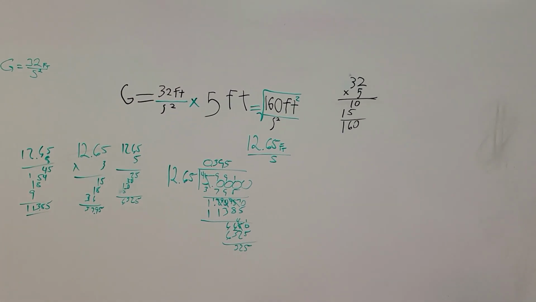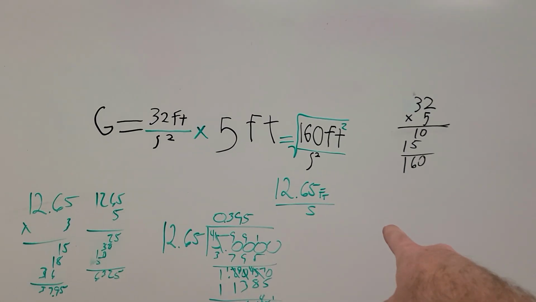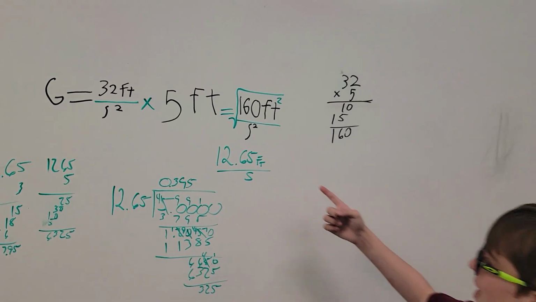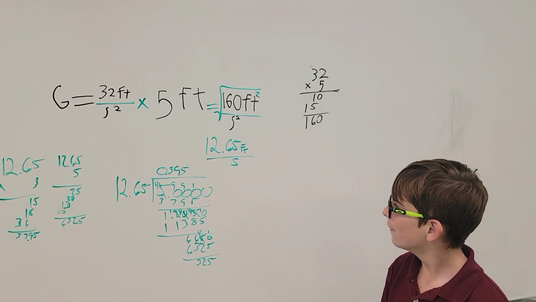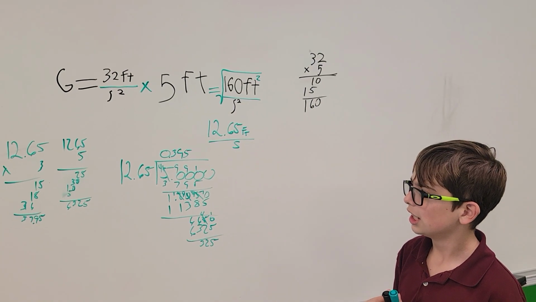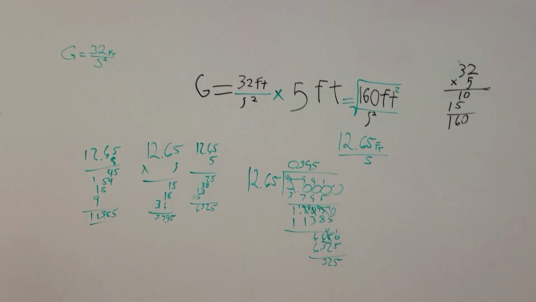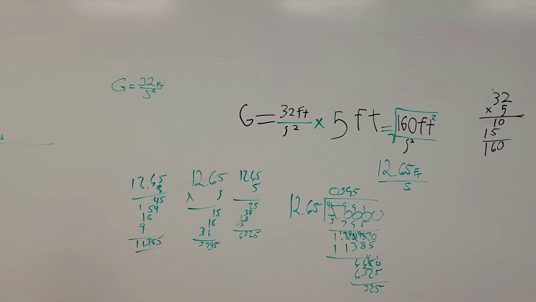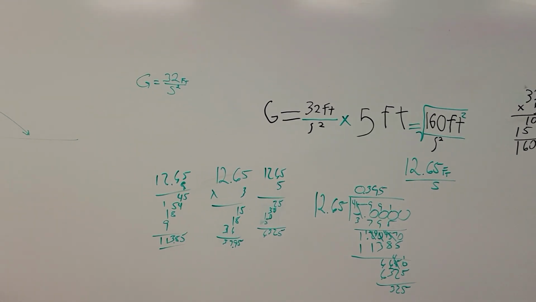And we did a square root on that, and what did we get after that? What was the square root of 160 feet per second squared? 12.65 feet per second. Okay, now we have to divide in order to figure out how fast our object dropped, how many seconds it took. We have to get the seconds alone. Yes, we do.